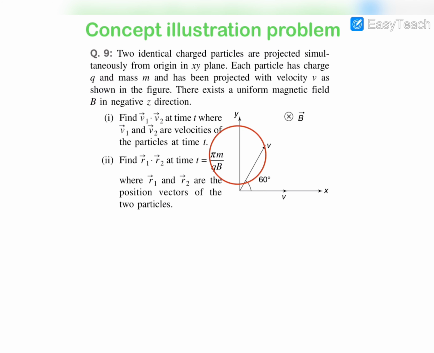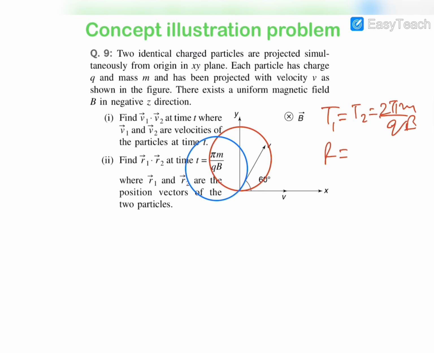If we draw the path of these two charged particles, it would be a circular path. This is the path of the first one, and the path of the second one would also be a circular path of the same radius, like that. You can see that the time period for both of them is the same: T1 is equal to T2 is equal to 2 pi m by qB. The radius of the path for both of them is the same, which is mv by qB.